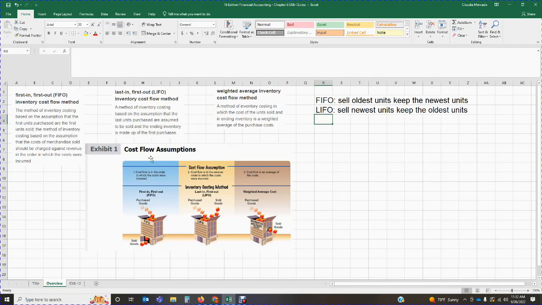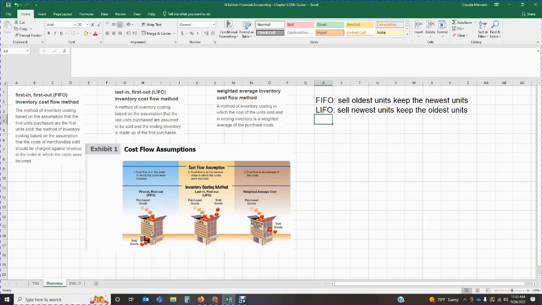So on Exhibit 1, we have the cost flow assumptions for the three methods that we're going to be covering. The first one we have is FIFO. The cost flow is in the order in which the costs were incurred. The first items that you buy are the first items you're going to sell. That aligns with the normal process of a transaction: you buy and then you sell, and you sell the oldest inventory. So you buy the goods and then you sell the goods in that same order.